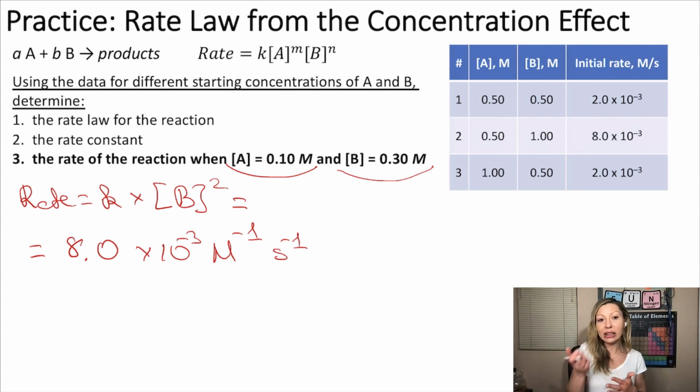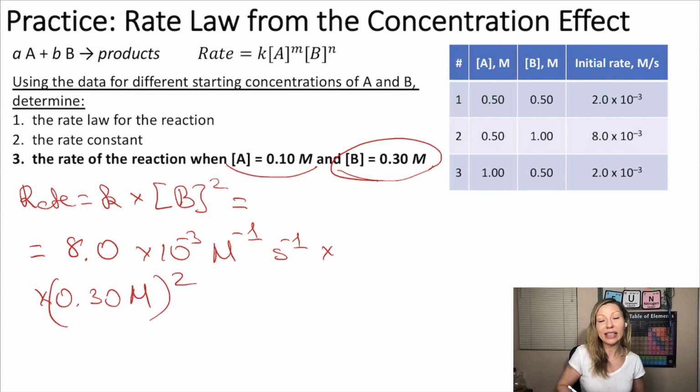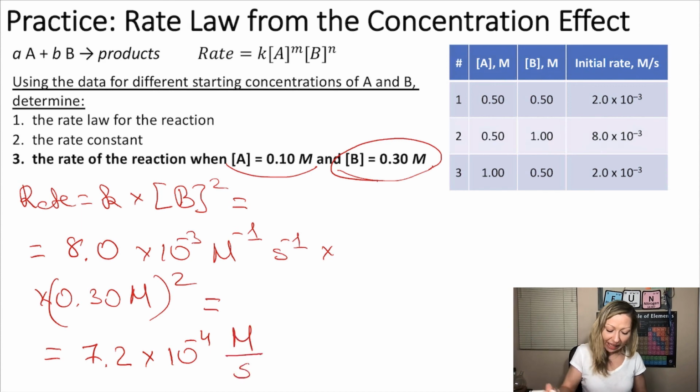And now I need to multiply that by the concentration of B. So here it is, 0.30 molarity on the second, right? Don't forget about the exponent. So now if you do this calculation, you are actually going to get 7.2 times 10 to the negative fourth molarity per second as the rate of the reaction when these are the initial concentrations.